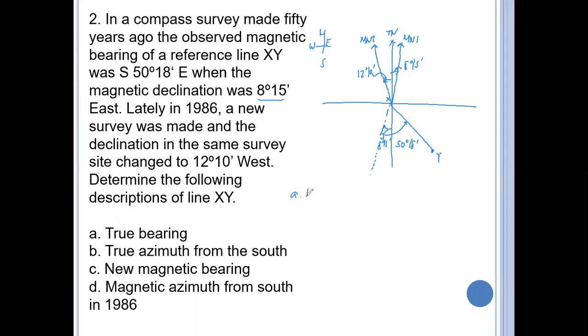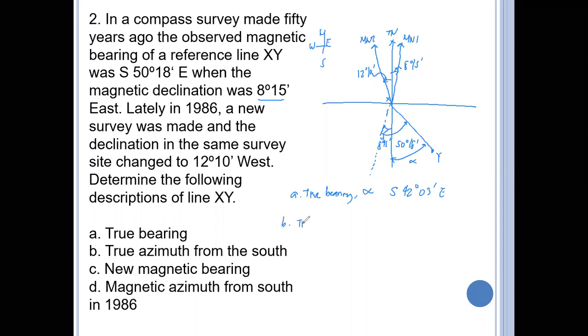So the first question there is the true bearing. We can label the unknown here as alpha. Okay, so obviously alpha here is 50 degrees 18 minutes minus 8 degrees 15 minutes. So this will give us south 42 degrees 03 minutes to the east.